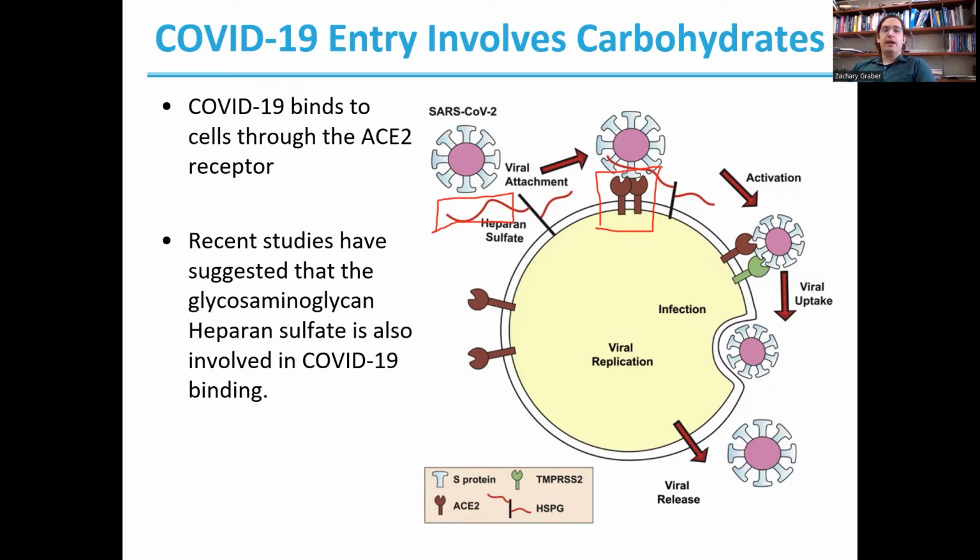Heparan sulfate is a glycosaminoglycan, which is a heteropolysaccharide that is highly negatively charged that can interact with our virus particle. So as you can see, our virus particle interacts with that heparan sulfate marked here, and that interaction then helps to facilitate the interaction with the ACE2 receptor, marked here with the brown color, before eventually leading to infection and viral replication within our cell.